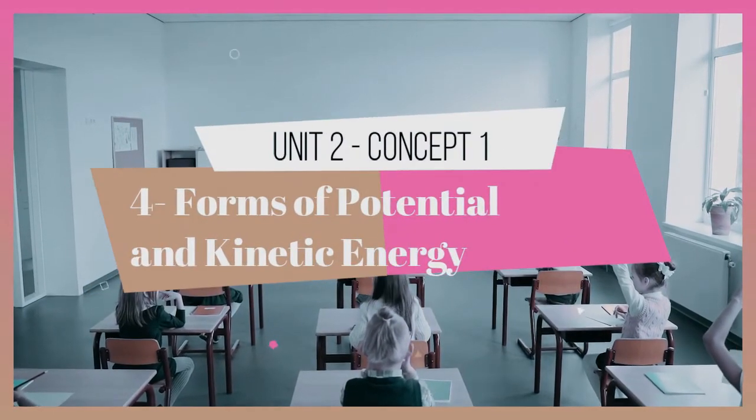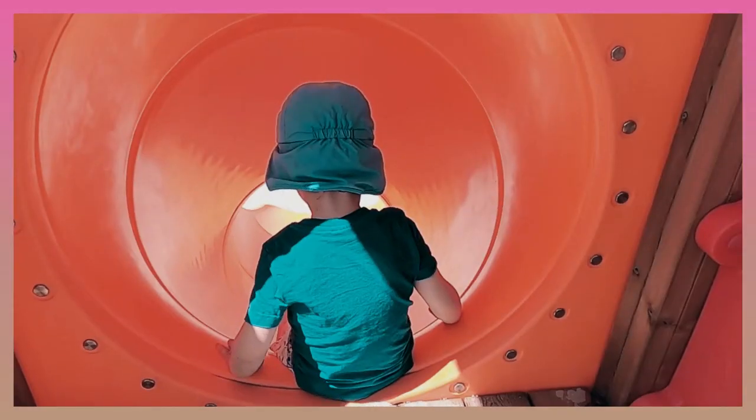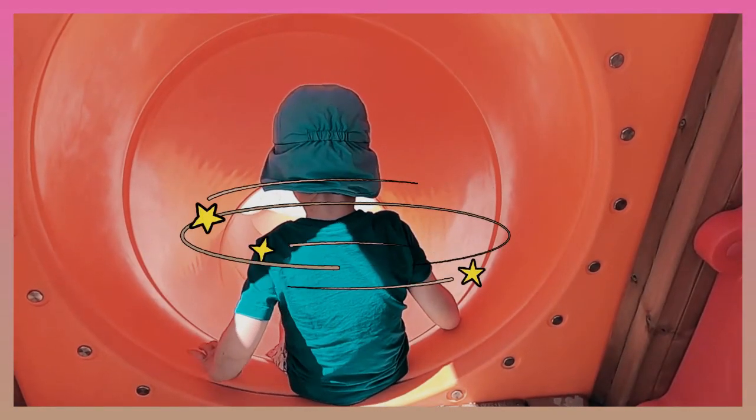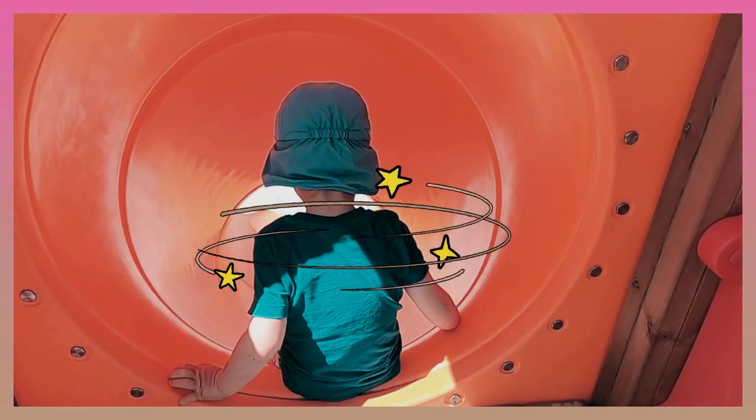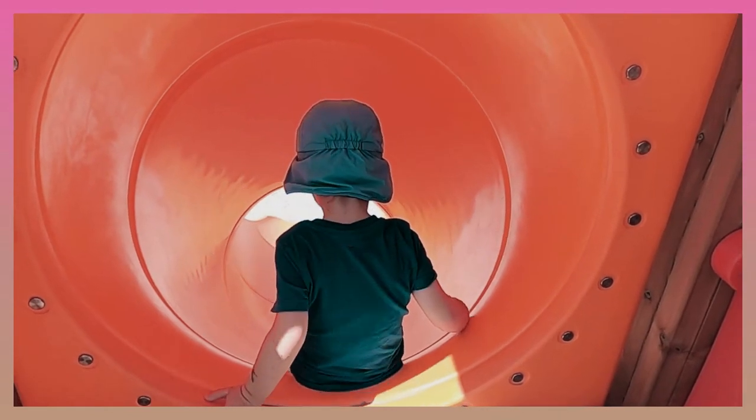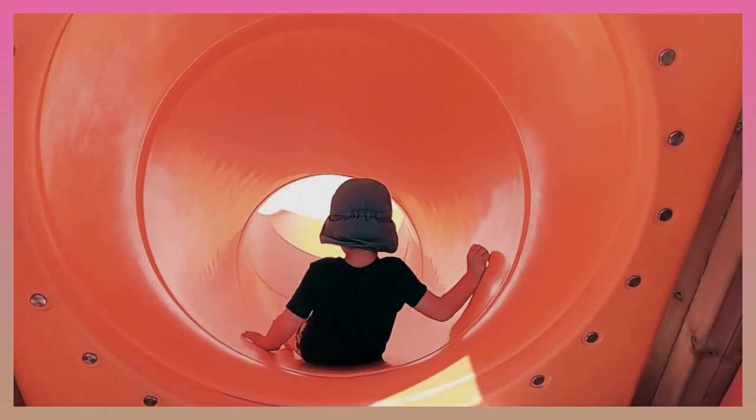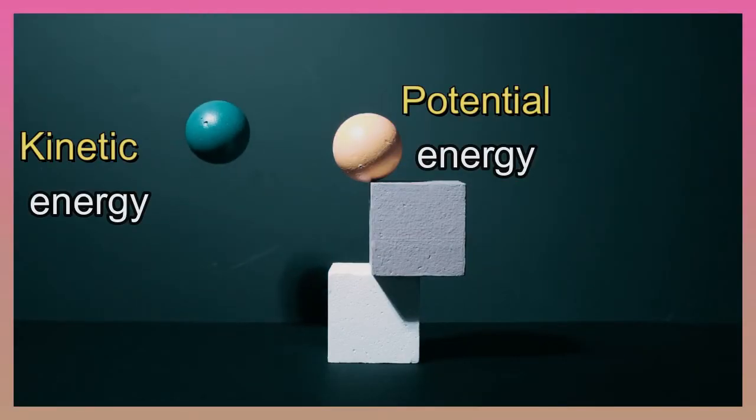Forms of potential and kinetic energy. You have learned that potential energy is energy that is stored in an object. You could say that an object with potential energy is not doing anything right now, but it has the potential to do work in the future. You have already learned about several types of potential energy.